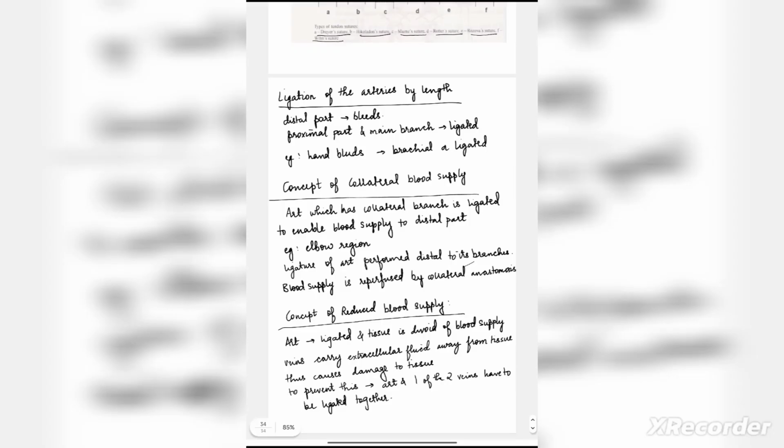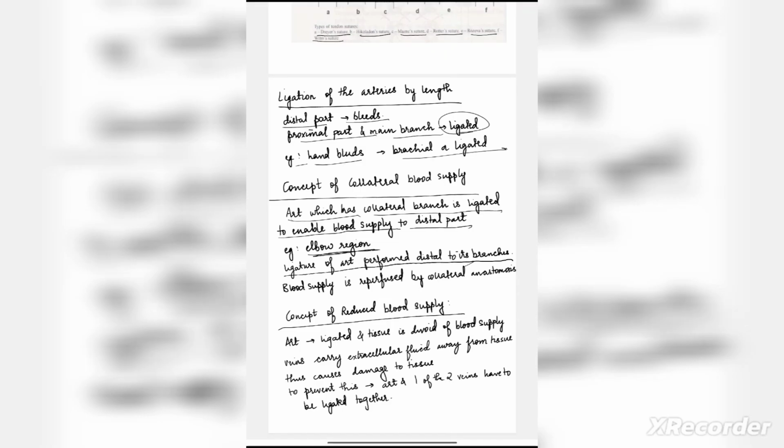Next is ligation of artery by length. Distal part if it is bleeding, proximal part and main branch is ligated. For example, hand is bleeding, brachial artery is ligated. Concept of collateral blood supply. Arteries which have collateral branch are ligated to enable the blood supply to distal part. For example, elbow region. Ligature of the artery is performed distal to its branch. Blood supply is perfused by collateral anastomosis.